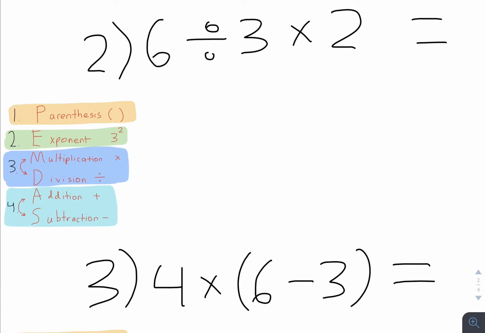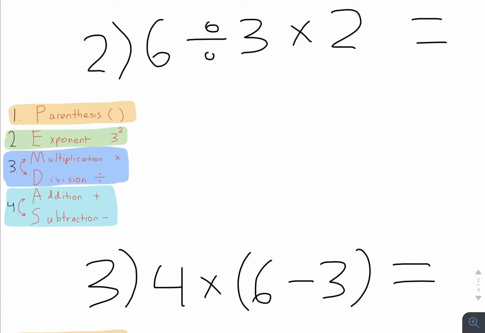Third thing is multiplication and division. As we can see, there is both a division sign and a multiplication sign. Since both of these are on the same level of the order of operations, the third step, we can just look left to right in solving. We don't have to do either of them first, but we have to go left to right.